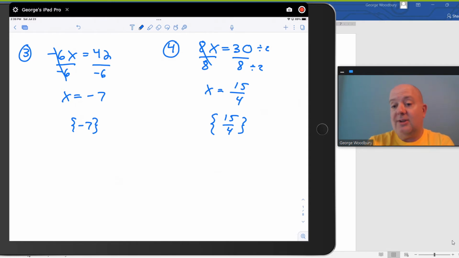Now, pay attention to the directions, because if it asks for a mixed number, you could change it to a mixed number. If it asks for a decimal, you could change that to a decimal. But in general, leaving it as an improper fraction is the best way to go.